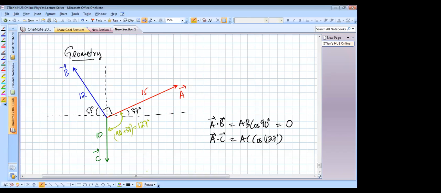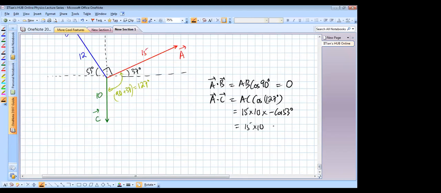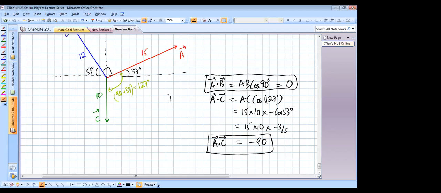So now you can see, that will become the value, mod of A is given to me as 15, mod of C is given to me as 10, and cos 127 I can write as minus cos 53, which I can write as minus 3 by 5. So it's 15 into 10 into minus 3 by 5. So that is becoming how much now? Minus 90. Okay. So A dot C becoming minus 90. And A dot B was 0. So this is the first part done geometrically.